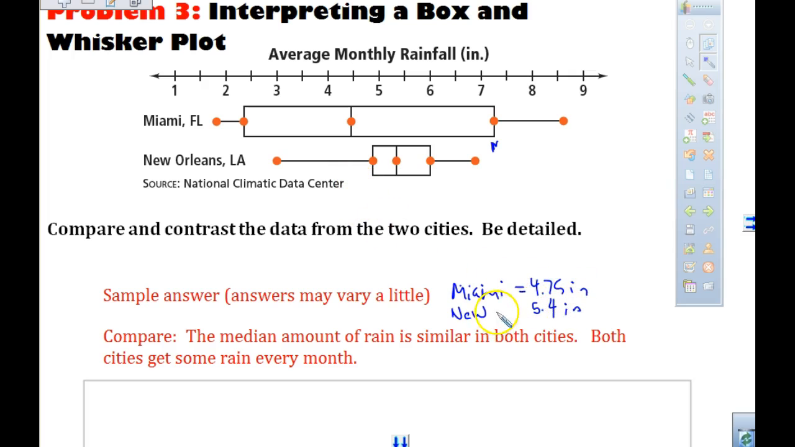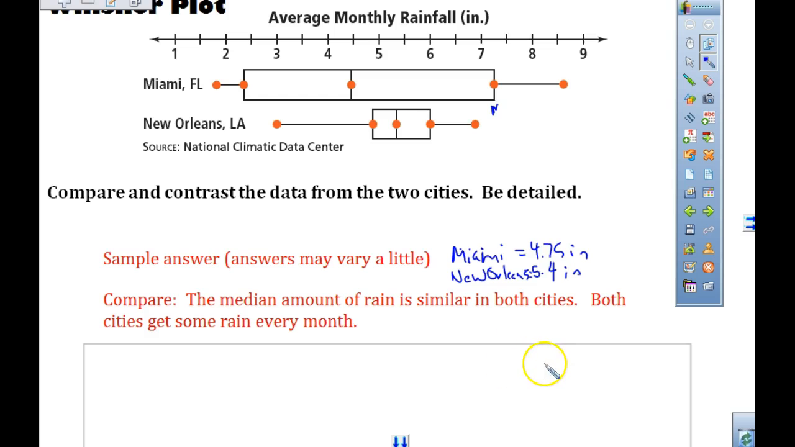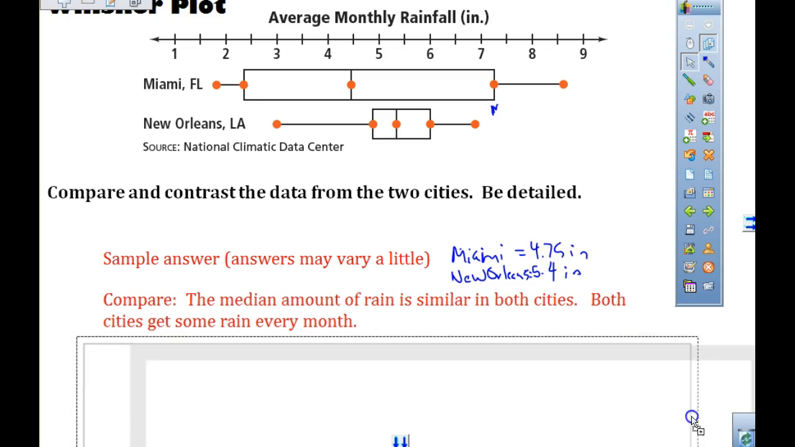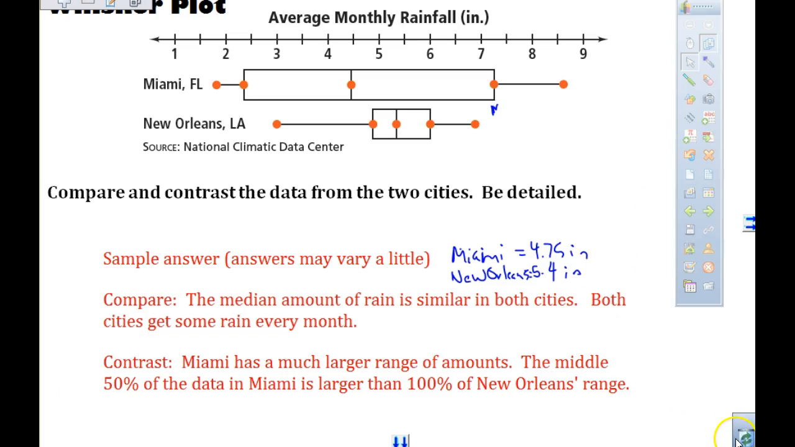We now want to also look at different ways that they are different. And again, you're going to see one up here, and I don't know that this is the best one, but it's one of the examples that they have. Miami has a much larger range of rainfall, right? We agree. It goes from, in a month, about 3/4 of an inch up to 8.5 inches in a month, okay? Whereas New Orleans' range is much smaller.